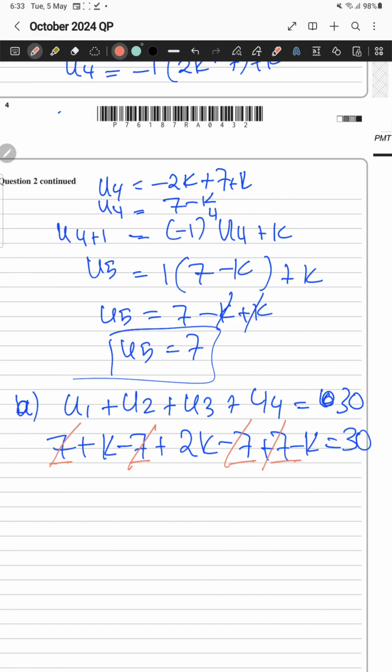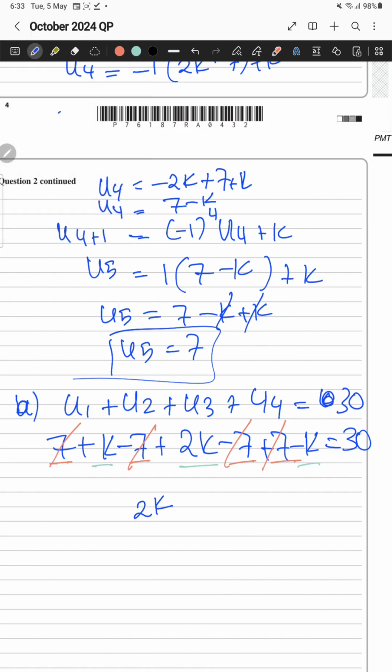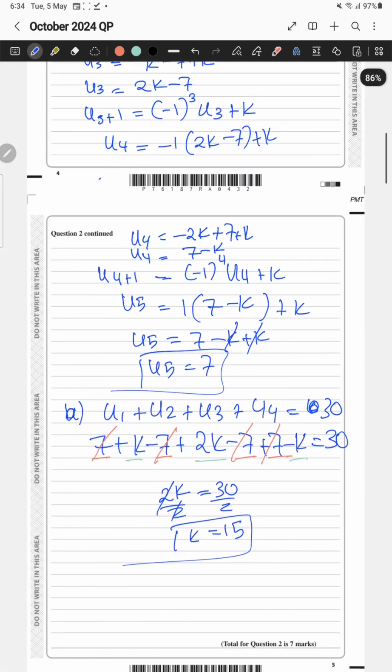Now we have k, 2k minus k, so 1 plus 2 minus 1 is going to be 2k. Let me just change it. This is going to be 2k. What's left? There's nothing left, so 2k is equal to 30, and 30 over 2 gives us k is equal to 15. Hence that is our final answer.